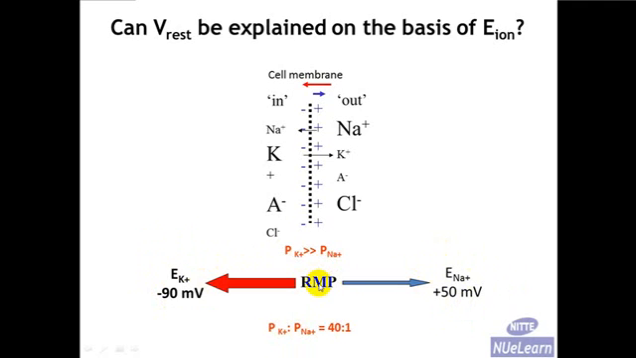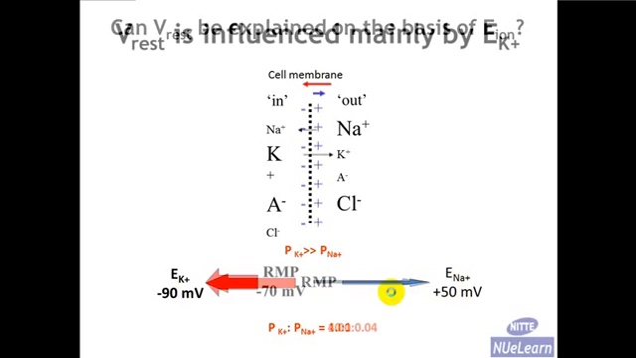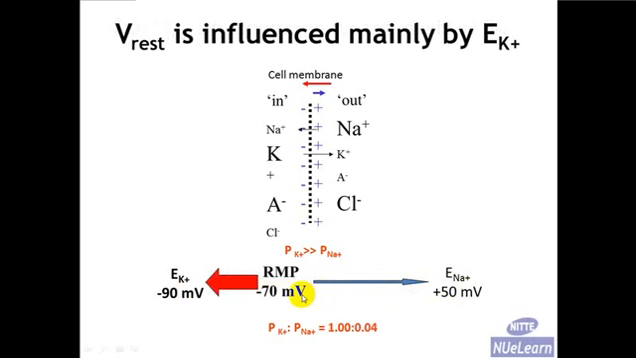Therefore, the resting membrane potential would be pulled more towards the equilibrium potential for potassium than towards the equilibrium potential for sodium. And hence, a membrane which is permeable to both sodium and potassium, but which is permeable much more to potassium compared to sodium, would ultimately rest at an electrical potential which is closer to the equilibrium potential of potassium rather than that of sodium. Therefore, it would be negative. It would be around minus 70 millivolts in this specific example.